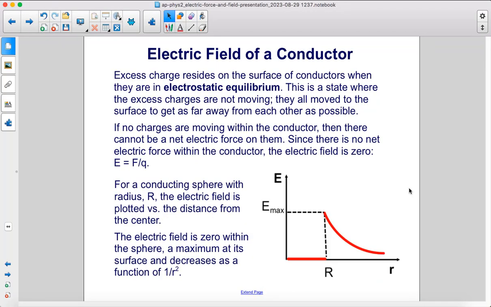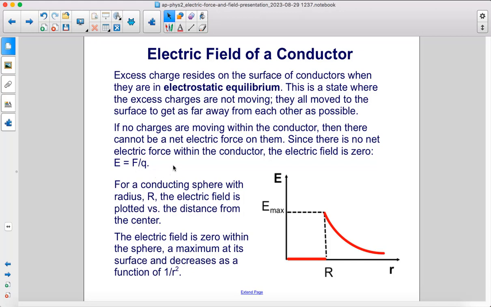Excess charge resides on the surface of conductors when they're in electrostatic equilibrium. This is a state where the excess charges are not moving. They all moved to the surface to get as far away from each other as possible. If no charges are moving within the conductor, then there cannot be a net electric force on them. Since there's no net electric force within the conductor, the electric field is 0. E equals F over Q, force per charge.